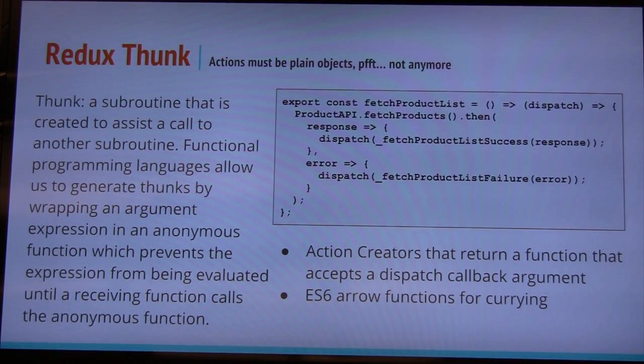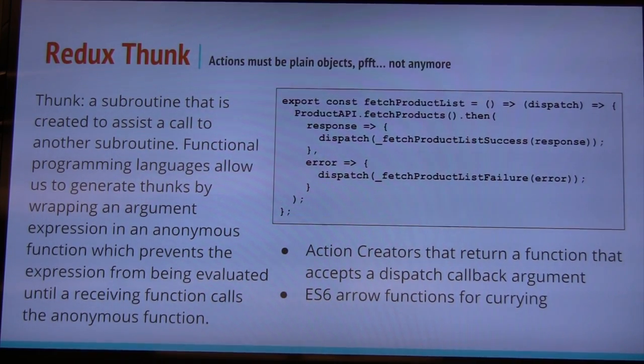Redux Thunk middleware allows you to write action creators that return a function. This is what you need to know. This function accepts a dispatch callback argument instead of a plain object, and then the thunk can be used to delay the dispatch of an action or dispatch only if a certain condition is met.